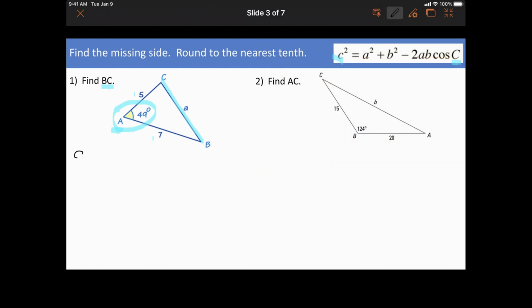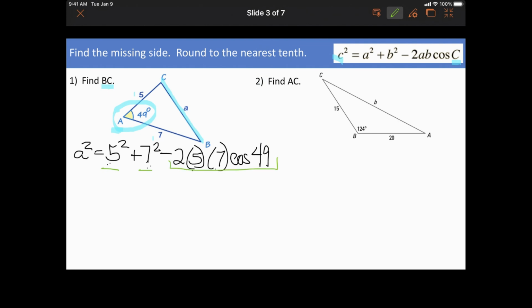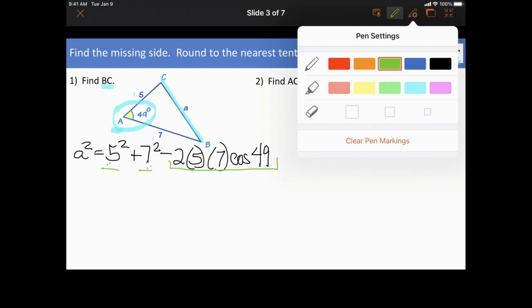Okay, so I'm going to do a squared. And it doesn't matter which one goes where. I could have put 7 squared here and then 5 squared, and then put 7 here and 5 here. Doesn't matter. Then cosine of the angle that you are given. Now please remember the order of operations. Exponents first, so you're going to do this. We're going to multiply this. Then at the end is adding and subtracting. It's really important that you do it in that way.